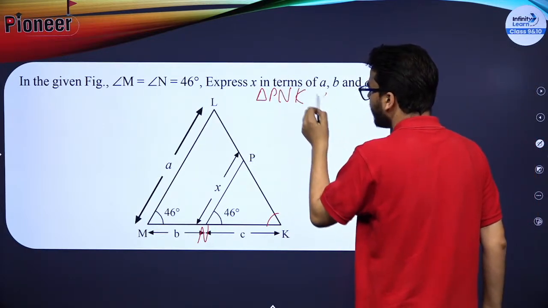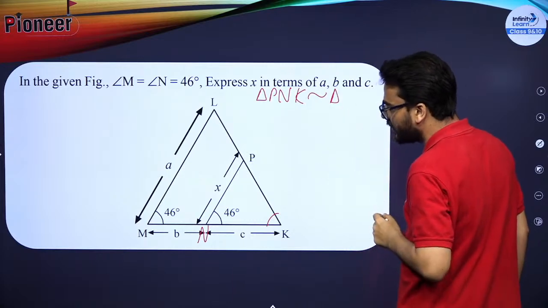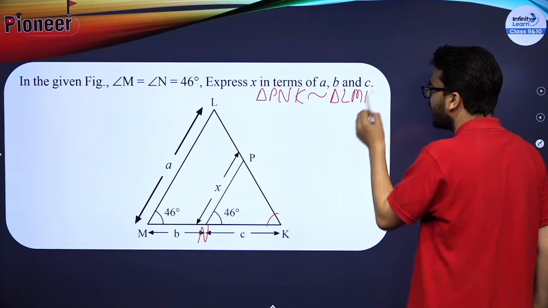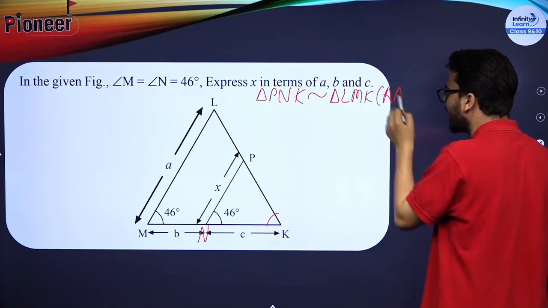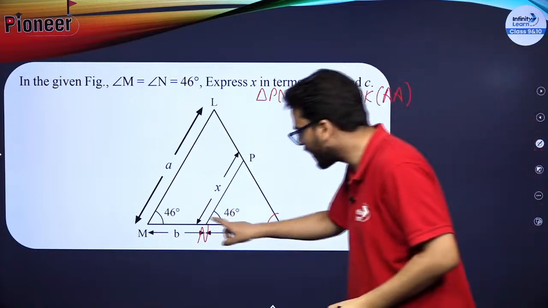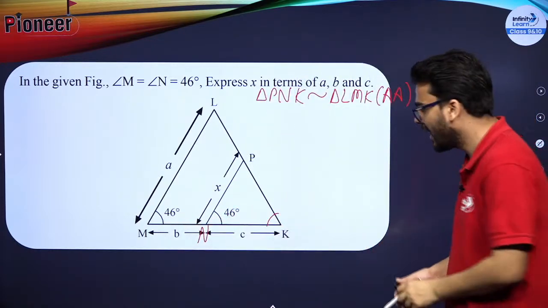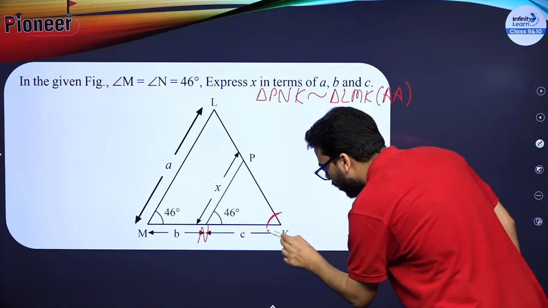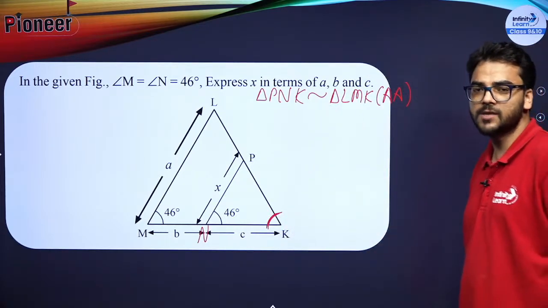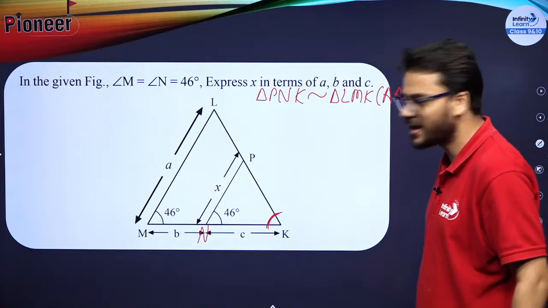Triangle PNK is similar to triangle LMK, right? Similar to LMK by AA similarity criterion. Can we say that? The reason being, this angle is equal to this angle is given, and this angle is common. Angle K is common between the two triangles. So ratio of corresponding sides of two similar triangles are equal.